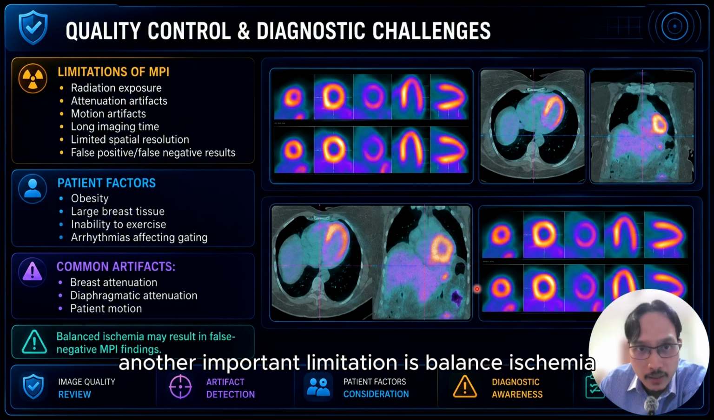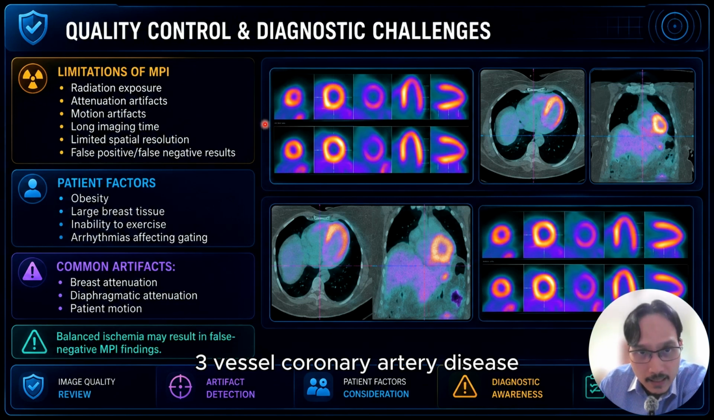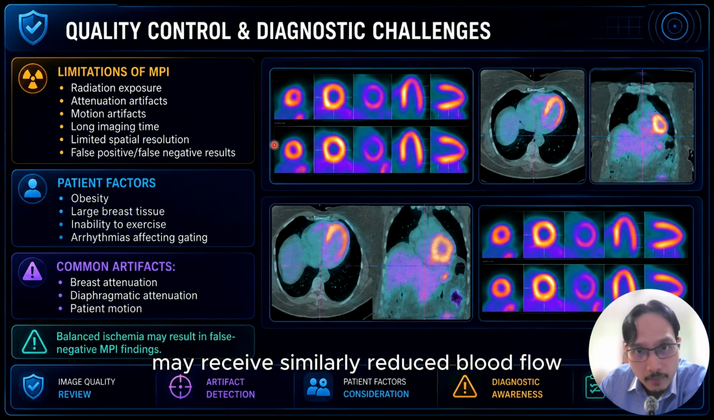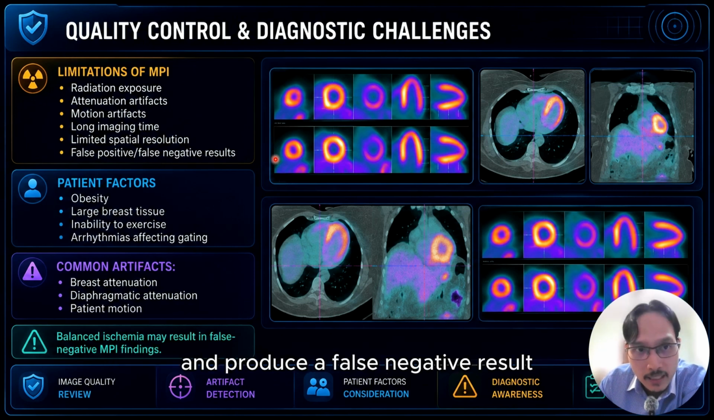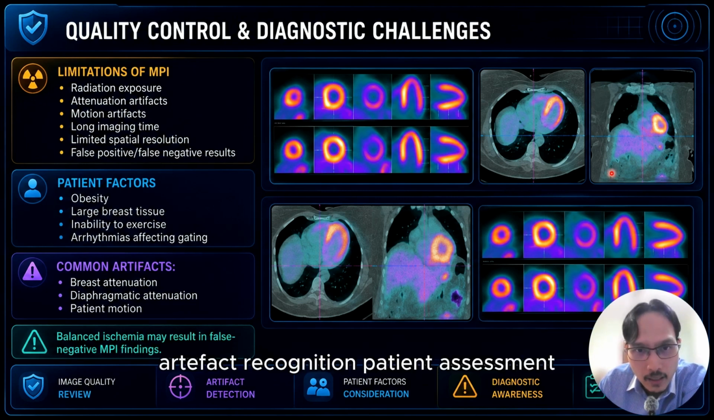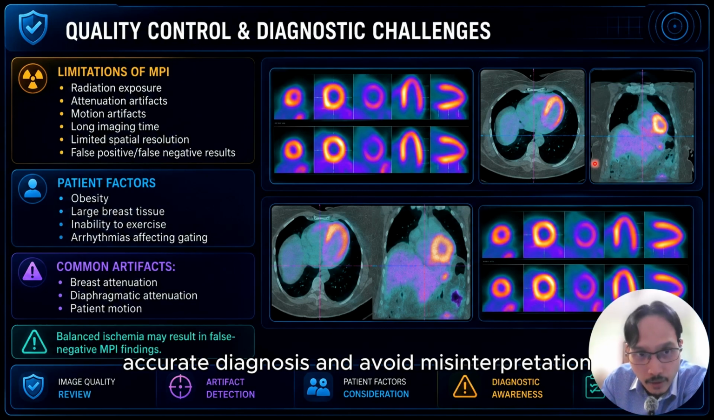Another important limitation is balanced ischemia. In patients with severe 3-vessel coronary artery disease, all myocardial territories may receive similarly reduced blood flow. As a result, the scan may appear relatively normal and produce a false negative result. Therefore, careful image review, artifact recognition, patient assessment, and quality control procedures are essential to ensure accurate diagnosis and avoid misinterpretation.